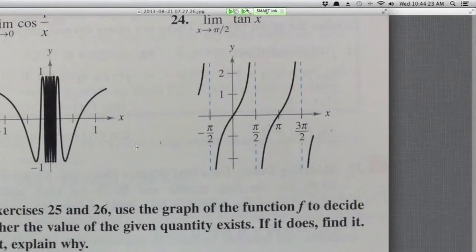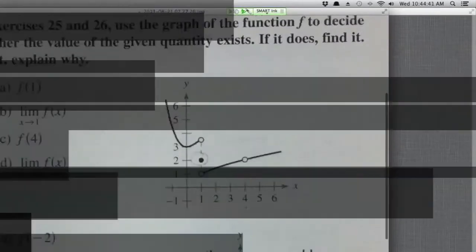All right, 24. The limit as x approaches pi over 2 of tangent of x does not exist. What's my reasoning? Increasing and decreasing without bound as we approach pi over 2.